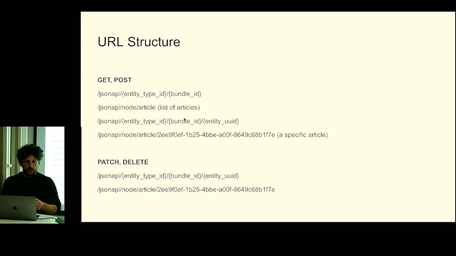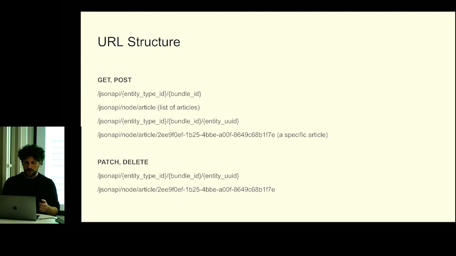Instead, if you want to get a specific article, you can append the UUID of the article. So it will be JSON API, node, article, and then the UUID of the node. While for PATCH and DELETE, they have the JSON API prefix, then the entity type ID, the bundle ID, and then the UUID of the content you want to patch or delete.